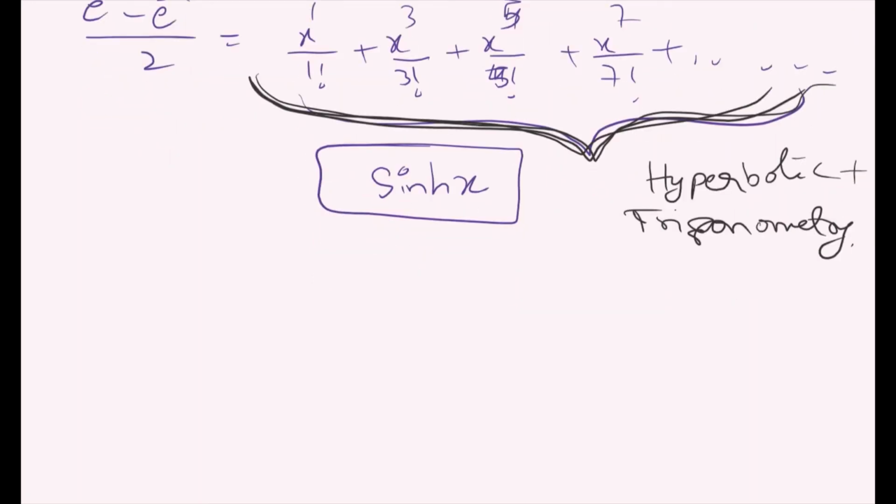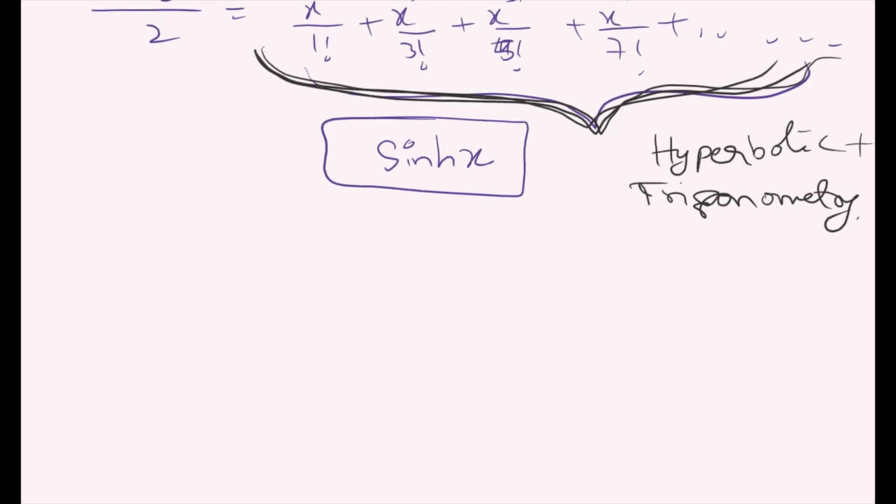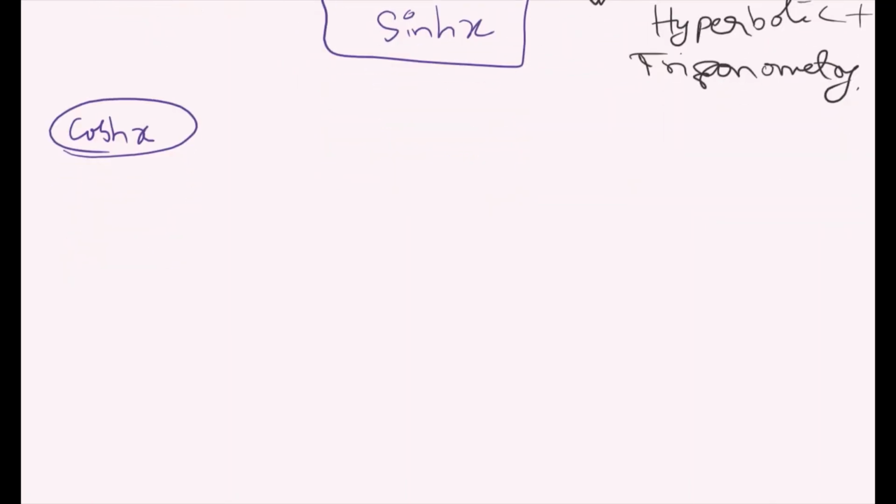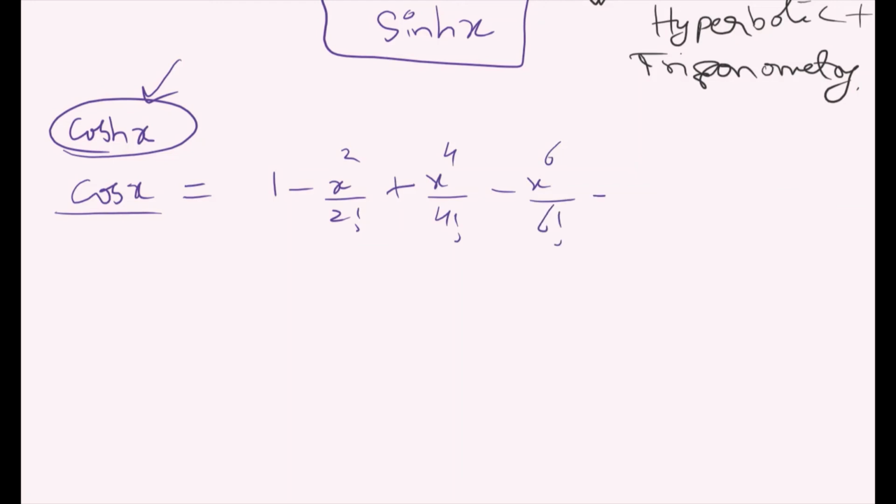Similarly, if you look at the expansion of cosh x, first I'm writing the expansion of cos x. Cos x equals 1 minus x square by 2 factorial plus x power 4 by 4 factorial minus x power 6 by 6 factorial, and so on.